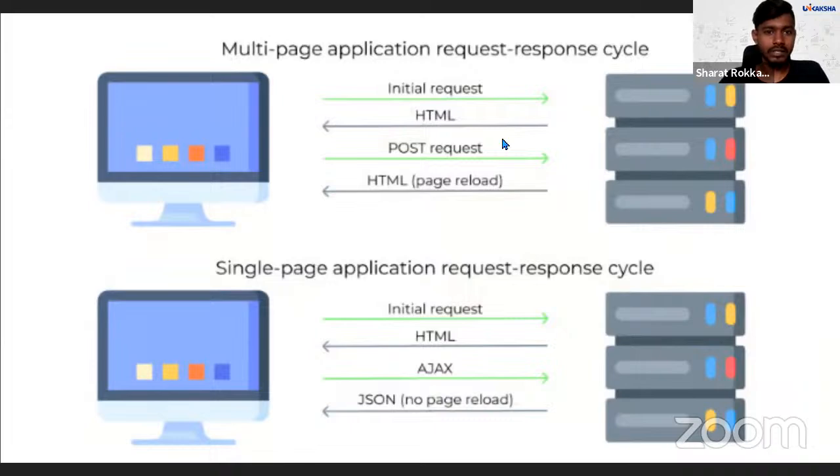If you see the request and response cycle on the top, you will see the multi-page application request response cycle. This is your client. On the left hand side, the computer screen, the monitor screen that you see is your client, and the three boxes that you see lined up, one on top of the other, is your server.